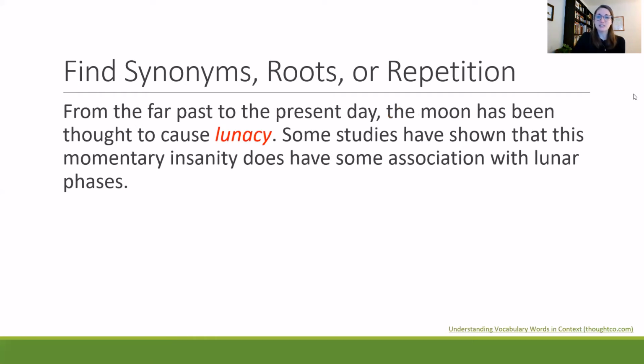Another strategy is to find synonyms, roots, or repetition. So these are three things that could show up in different ways in different writing. Synonyms are words that mean the same or similar things, but they're two different words. Sometimes, especially if you have multiple sentences, you'll see an idea repeated, but in different words. And so you might be able to find a synonym and say, I bet that is the meaning that goes with lunacy.